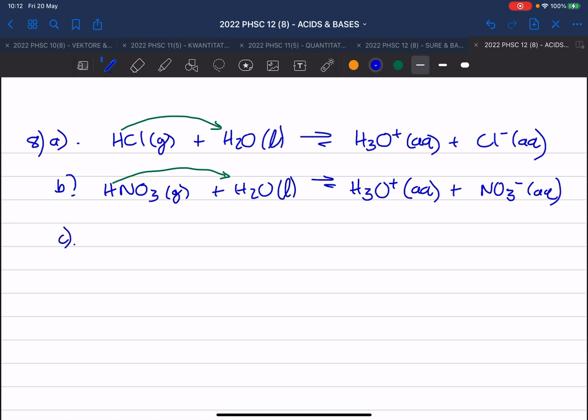Cananello, what is the Lowry-Bronsted definition of an acid? Nepal just said. What did she say? Proton donor. It is a proton donor. Good. Right. Then the next one.